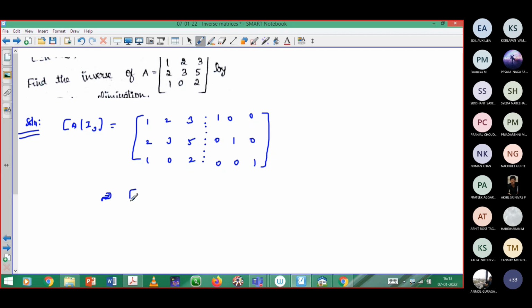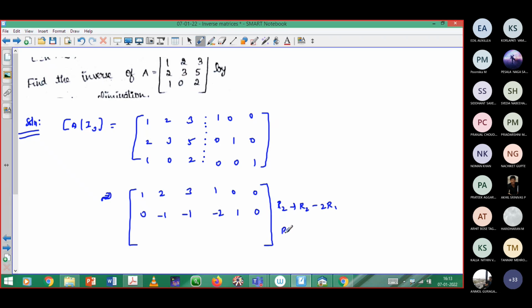Now I can follow the same reduced row echelon form procedure. R2 becomes R2 minus 2R1. So 1 2 3, 1 0 0. Can anyone please try to say the answers quickly? 0, minus 1, minus 1, minus 2, 1, 0, 0.